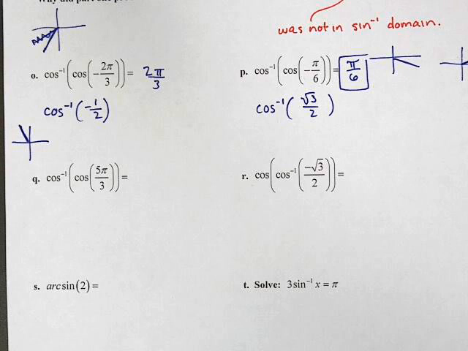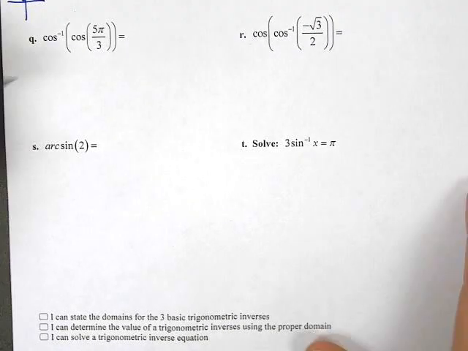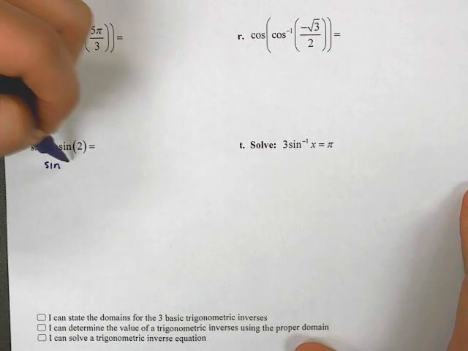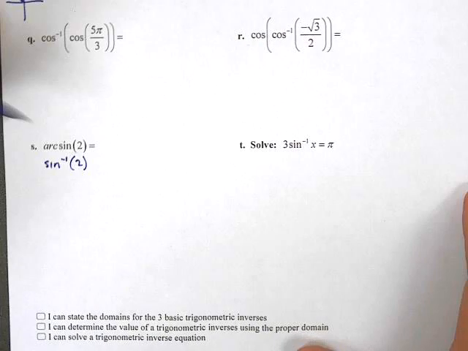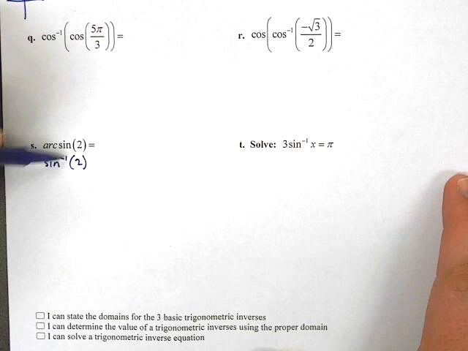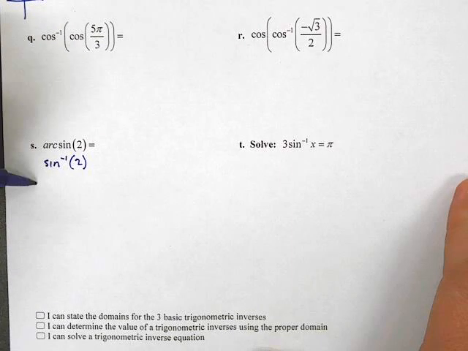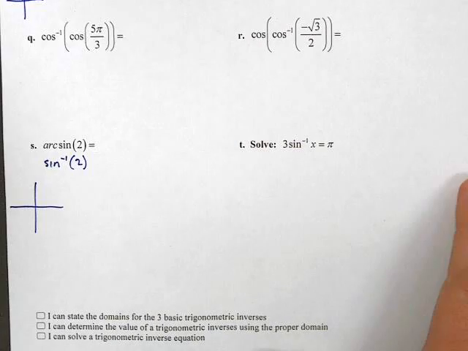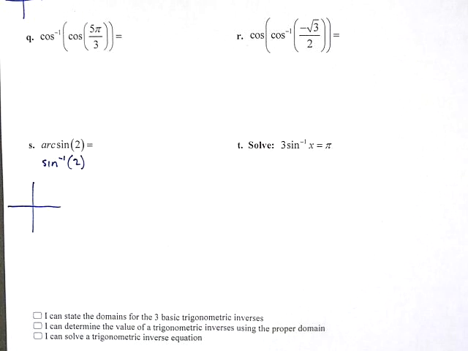Okay, I'm going to skip ahead. We'll maybe do Q and R together in class. I want to get through S and T. Alright, so I have inverse sine of 2. Okay. So I know inverse sine has to be a y value. I know it has to be in quadrants 1 or 4. Where is my y value 2?